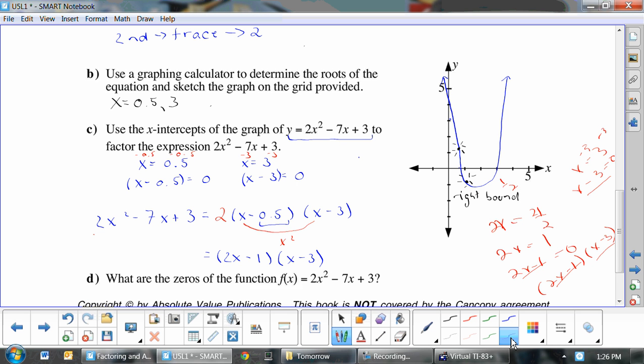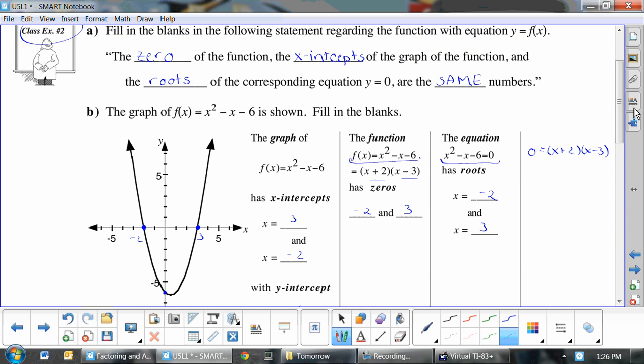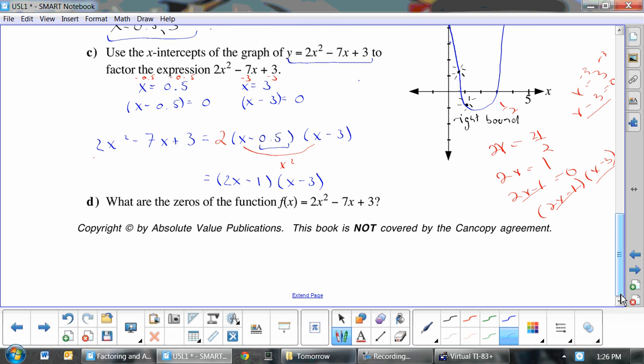Okay, so we know what our factors are, and we know what our x-intercepts are. So we should be able to know the zeros of our function, right? So what would our zeros be? Remember, the zeros, the intercepts, and the roots are all the same. So the zeros of our function would also be 3 and 0.5.